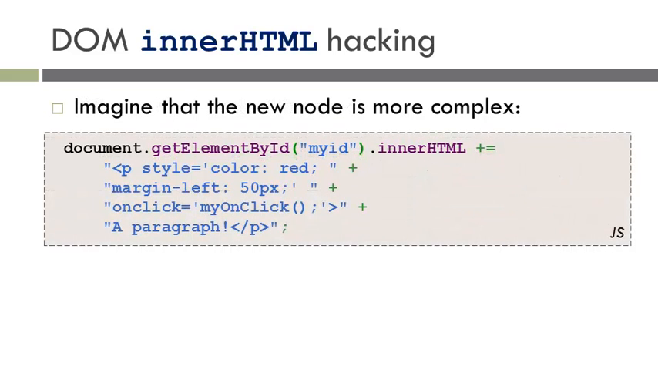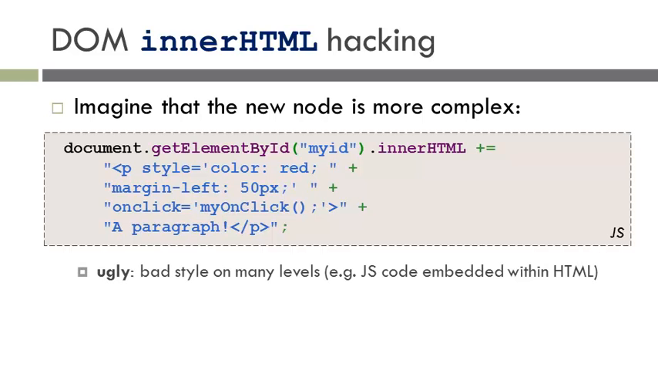Now imagine that the new node is more complex, as in this example here. First, it is difficult to read since the syntax structure is broken up as the HTML is put into text form and the syntax highlighting is removed. Also, it is difficult to add new attributes. This code is error-prone since it's difficult to visually detect syntactical errors in the code and it's not entirely clear where the single quotes begin and end.